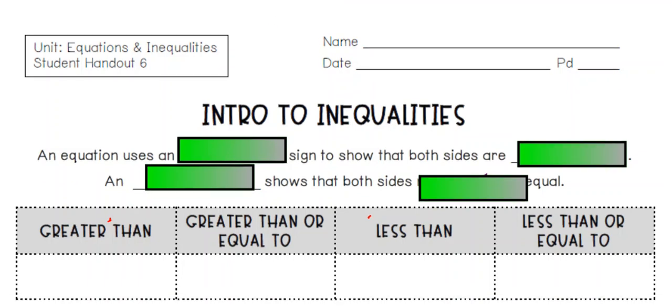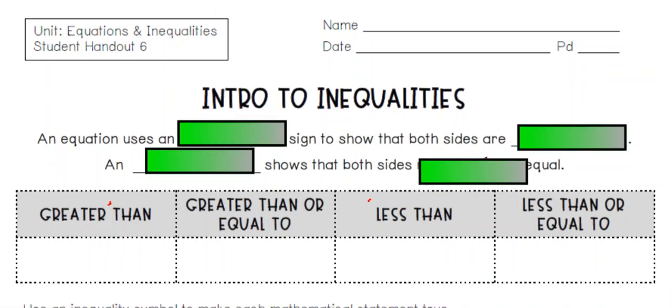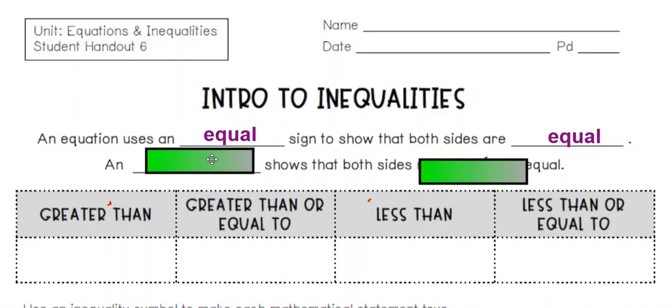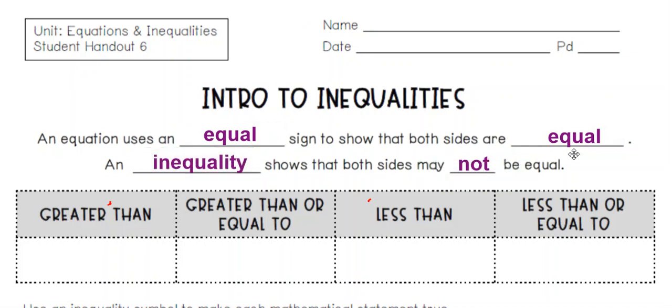All right, we're going to do a lesson today on inequalities. So you have a notes page, so let's just follow along. So an inequality, let's just know that in an equation you use an equal sign to show that both sides are equal. But in an inequality, it shows that both sides may not be equal. So in an equation, you have one exact answer, but in an inequality, you've got more than one answer.